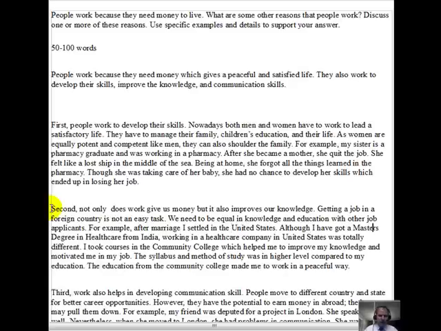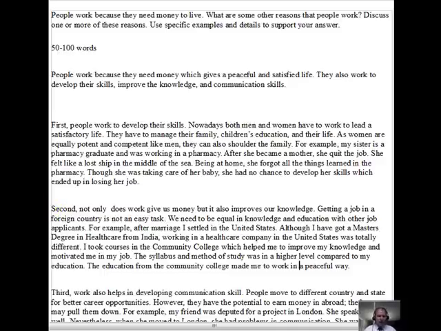Although I have got a master's degree in healthcare from India, working in a healthcare company in the United States was totally different. I took courses in the community college which helped me to improve my knowledge and motivated me in my job. The syllabus and method of study was in a higher level compared to my education. The education from the community college made me to work in a peaceful way.